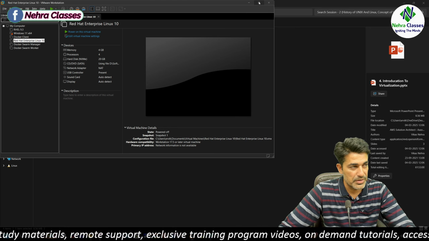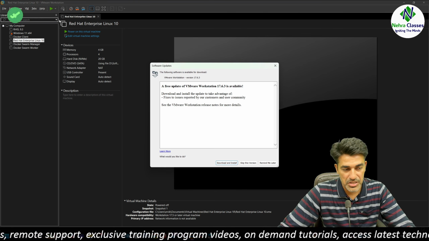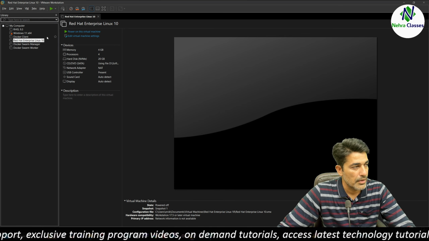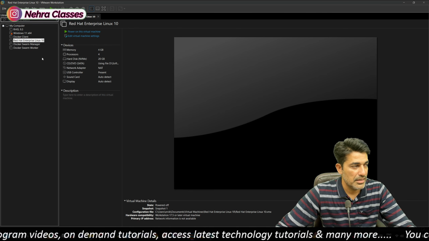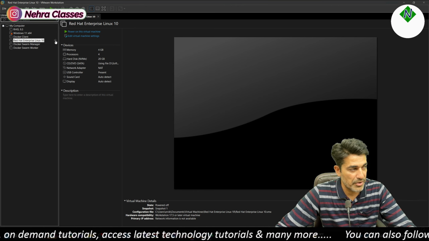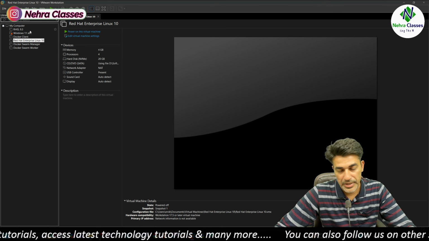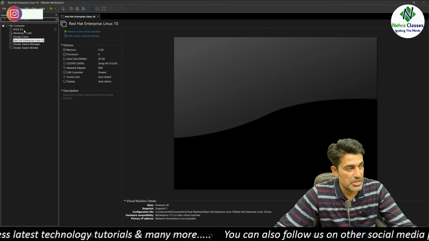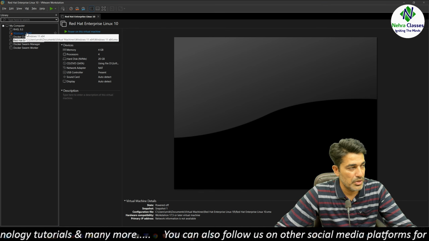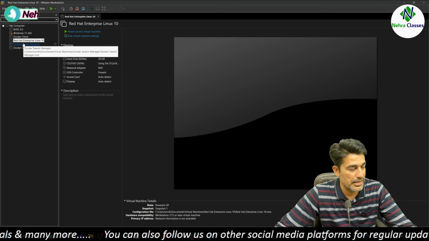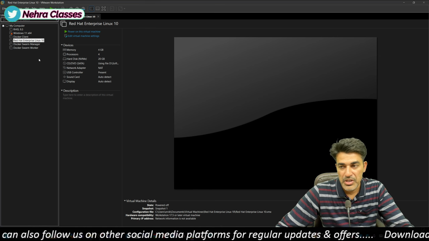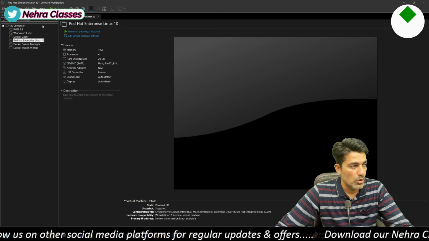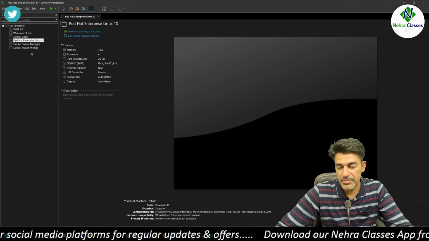You can have a look at this. This is the VMware Workstation 17 which I downloaded from the internet, and with the help of this hypervisor I am running multiple operating systems there. Multiple virtual machines are there: RHEL 9.3, Windows 11, Docker client, RHEL 10, Docker Swarm Manager, Docker Swarm Worker. So multiple virtual machines are there.